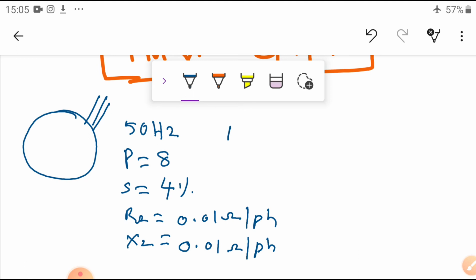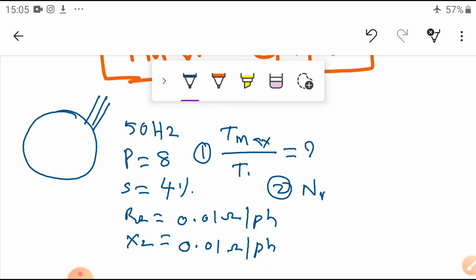So that is T max by T full load is equal to what value? In the first case. And in the second case I asked for the speed at which the maximum torque occurs, so Nm is equal to how much? These two are asked. Motor is given, everything is given. So you are going to find the ratio of maximum torque to full load torque and the speed at which maximum torque occurs.